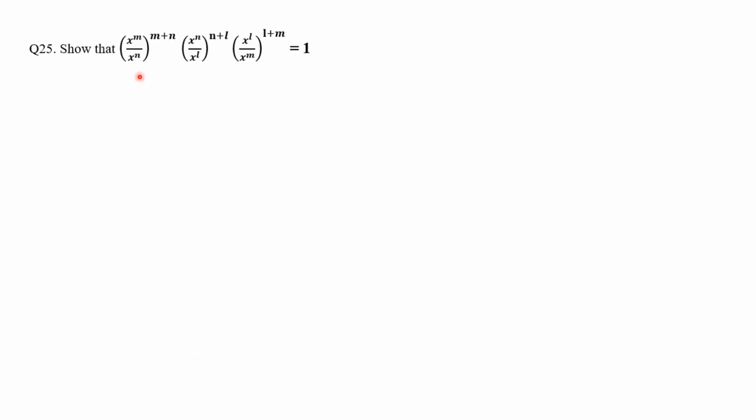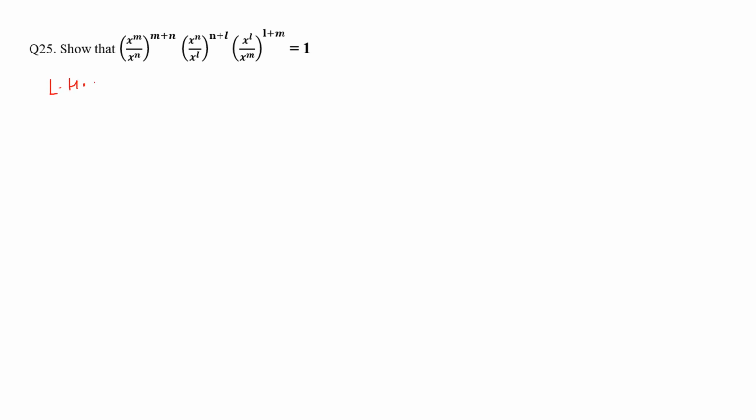Question 25. Show that this is equal to 1. Whenever you see a question which says show that, check or verify, you always first take the LHS, solve it, and check whether it is equal to the RHS or not. So I am going to take the LHS first.